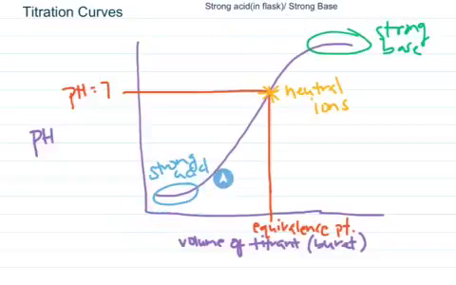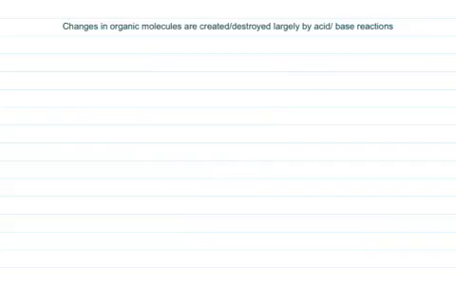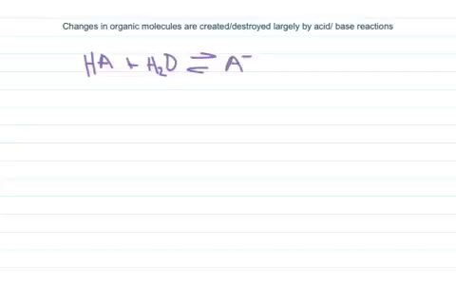Again, we start with a strong acid. It goes to its equivalence point, which is pH equals 7, where we get neutral ions, and then it goes to its strong base. So one thing to keep in mind is changes in organic molecules are created and destroyed largely by acid-base reactions. So when we have our acid with water, we get our base plus our hydronium.